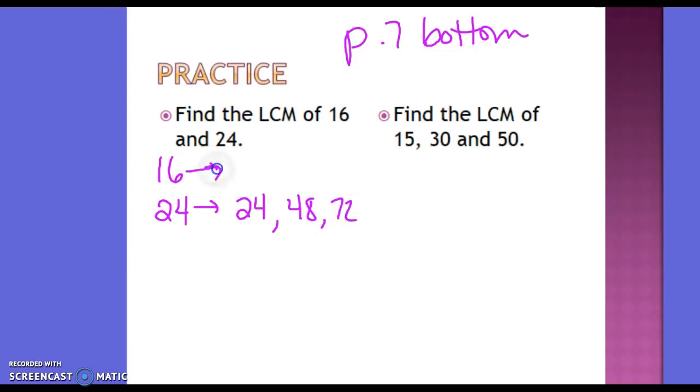Now let's see if any of those 16 has in common. 16 times 1 is 16. 16 times 2 is 32. 16 times 3 is 48. Right there, I found the lowest one that they have in common. So that's the first method.